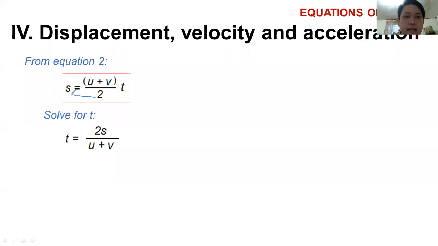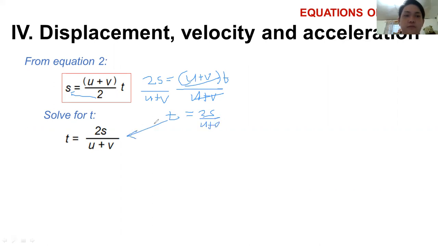We cross multiply. 2 times S is 2S. Then you have U plus V times time. Then divide both sides by U plus V. Yeah, you have here U plus V, then cancel it out. Then your T is equal to 2S over U plus V. So this is the result for solving for your T.